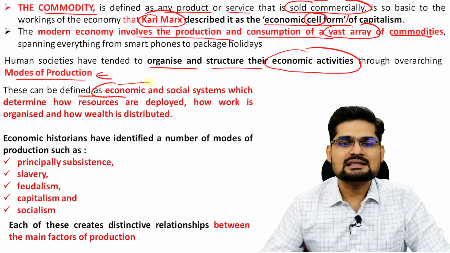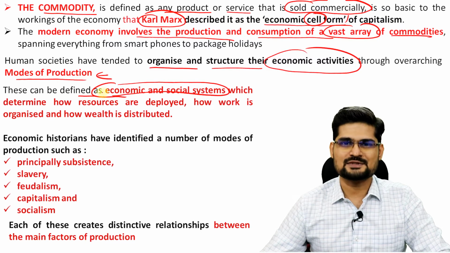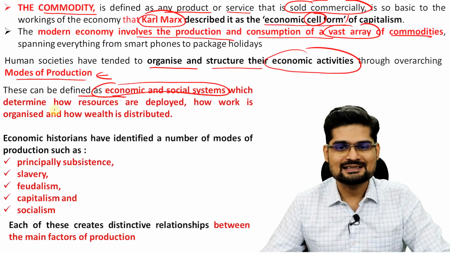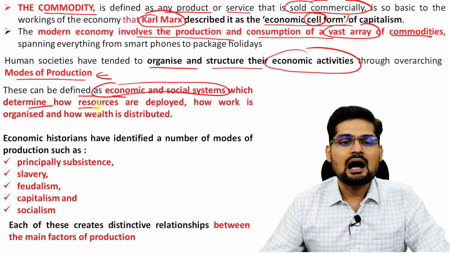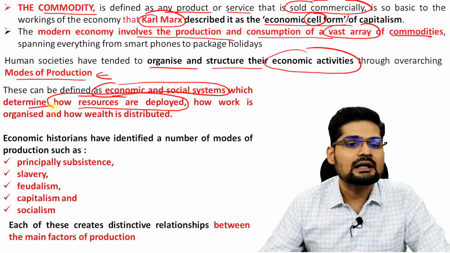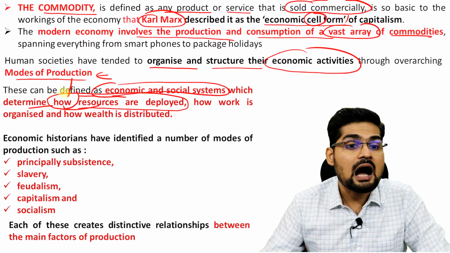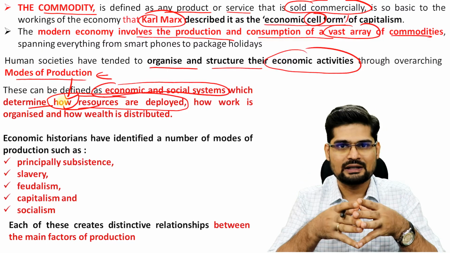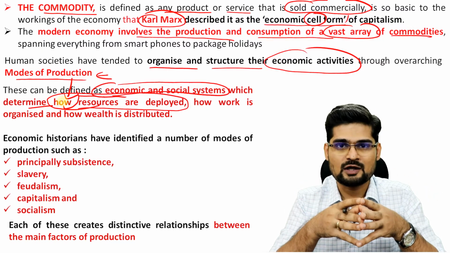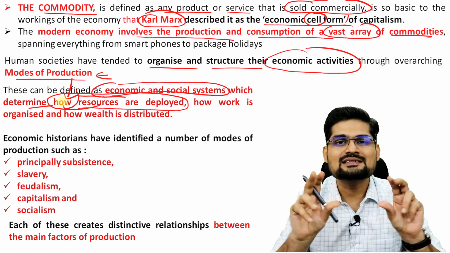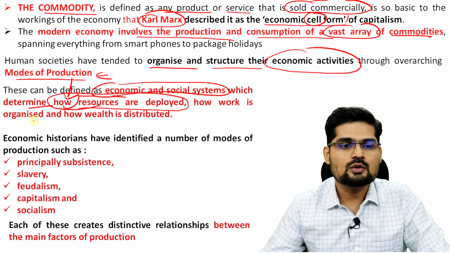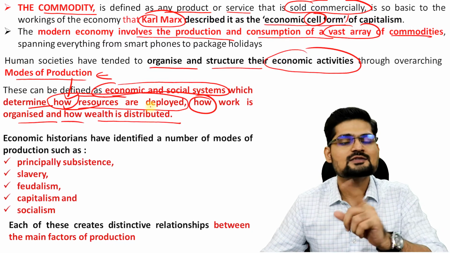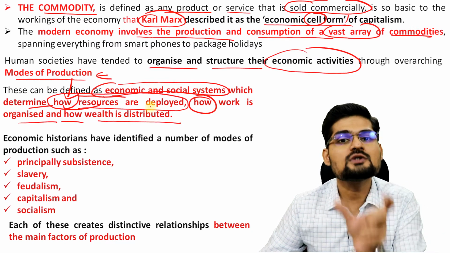They are defined as economic and social systems, right? Important is economic as well as social systems which determine how resources are deployed. So the key word here is how, right? Not what, but how they will be deployed. That method of deployment, that way of deployment is the mode, right? So how work is organized, how wealth is distributed. So this how factor is what we learn when we say modes of production.